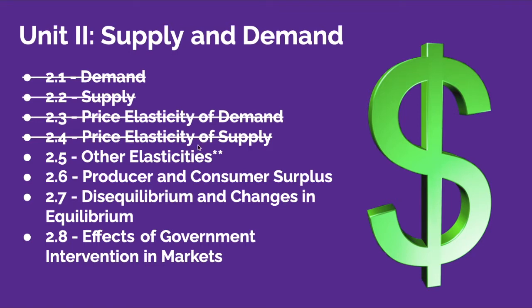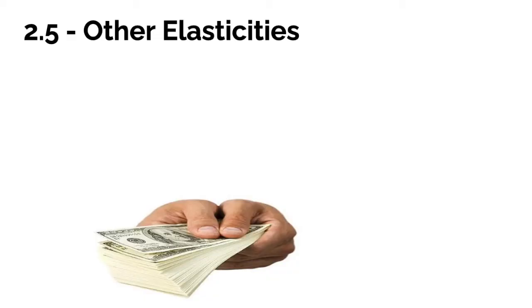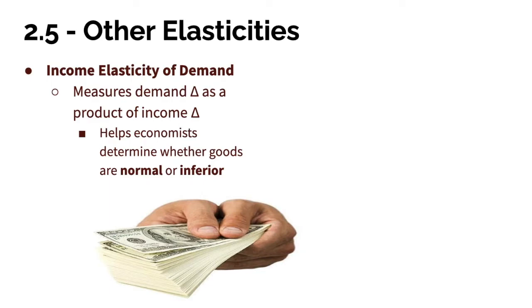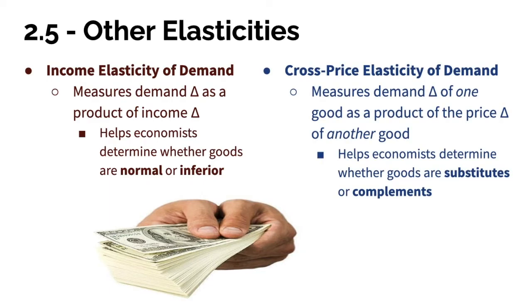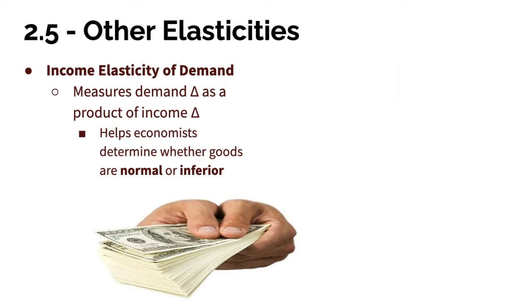So today we're going to look at other elasticities. The two other types of elasticity are called income elasticity of demand and cross-price elasticity of demand. So let's just look at income first. Income elasticity of demand measures the demand change as a product of income change. So as our income goes up or down, how much more or less of a good do we consume or do we demand? So that's what income elasticity is. It's just based on income instead of price change. We're putting in income change. And again, it helps us determine whether goods are normal or inferior.